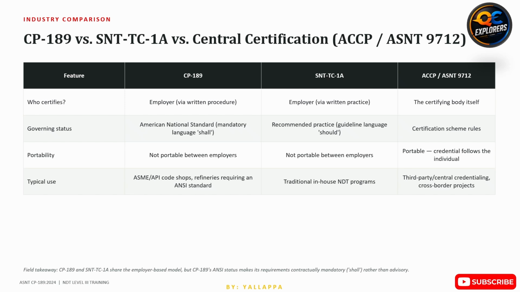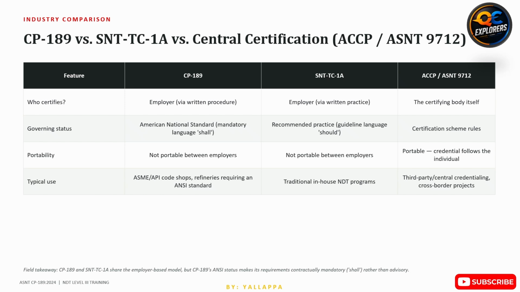Under CP-189, personnel are certified by the employer according to a written certification procedure. Likewise, SNT-TC-1A is also an employer-based certification system using the employer's written practice. In contrast, ACCP and ASNT 9712 are central certification programs where the certification is issued directly by the certifying body rather than the employer. The next difference is the governing status.